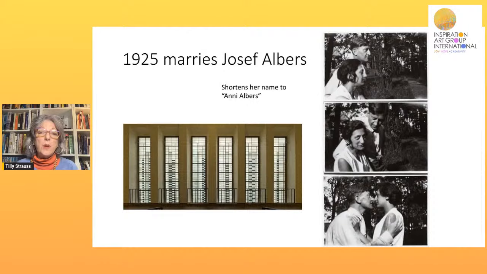There's a story about her two uncles visiting the Bauhaus, and they drive up in this opulent convertible vehicle, and she's like, get out of here, you know, and she shushes them along and just doesn't want them around. She doesn't want people to know that she comes from this wealth.